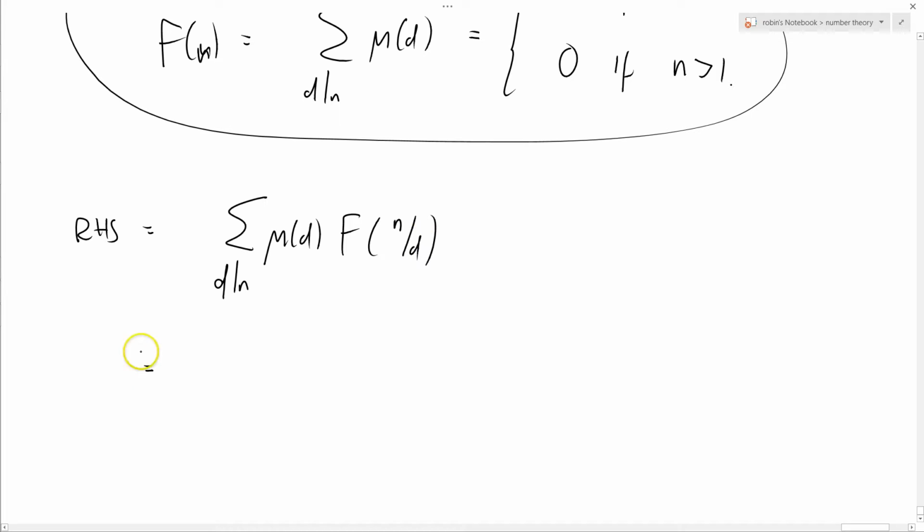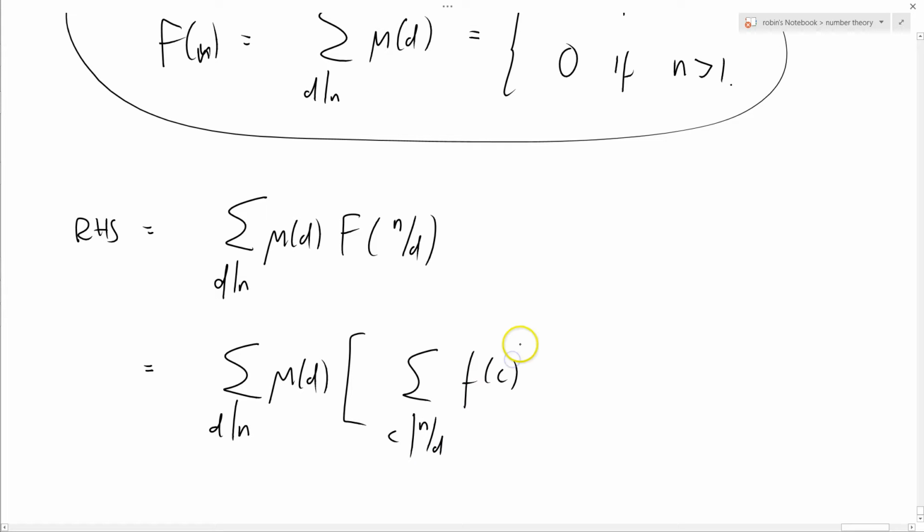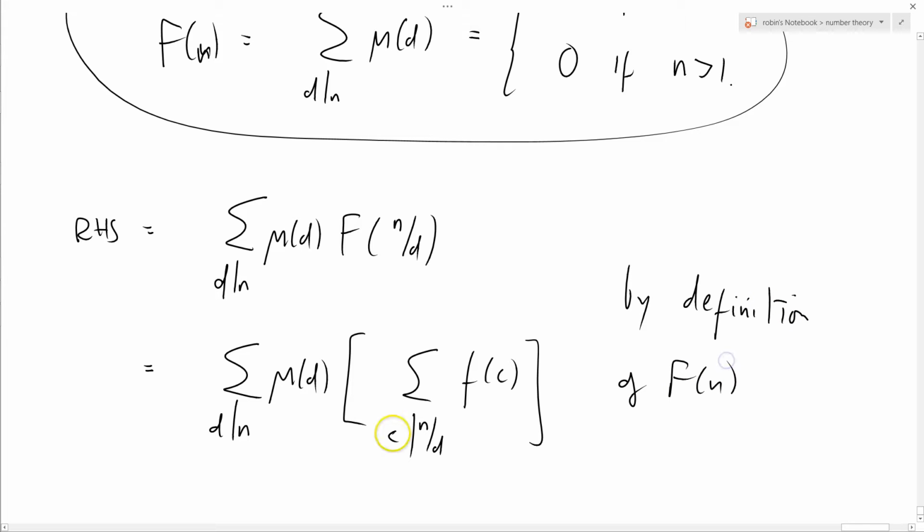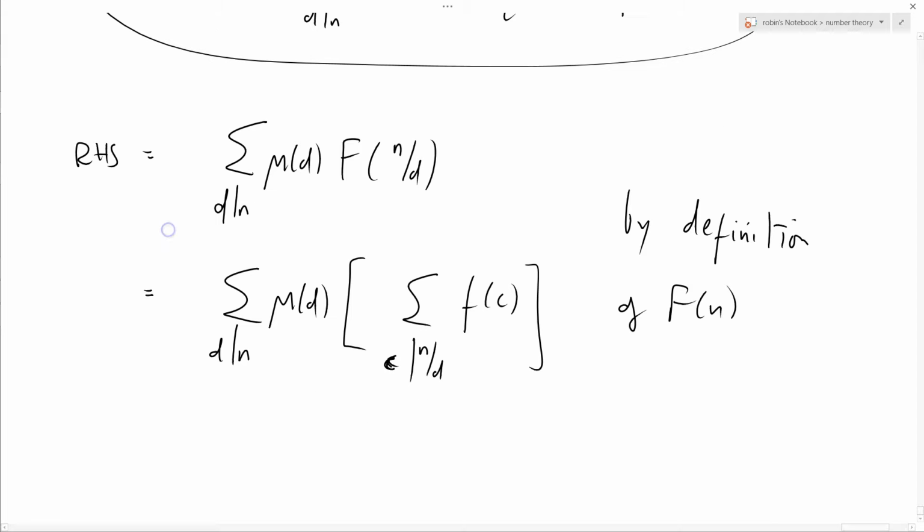And I'm just going to write out what that is by definition. Sigma over d divides n, mu of d times this thing in brackets, which is f of n over d. So I'm just going to write that out as sigma c divides n over d of little f of c. That's just by definition of f of n, except that we've got a c here, which slightly changed our notation. So this thing here is equal to that.